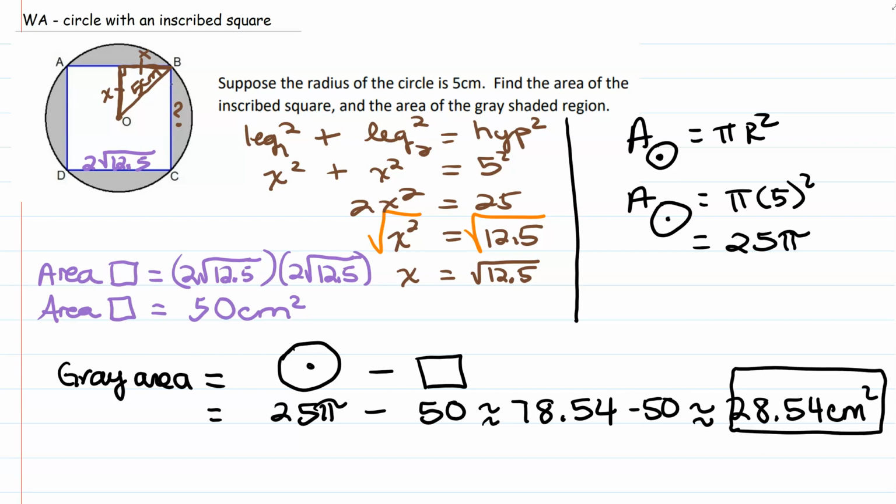And that is it. So the area of the square is 50. And we used the Pythagorean theorem to figure out the length x, and that would be the length to that square. Okay. And that is it.